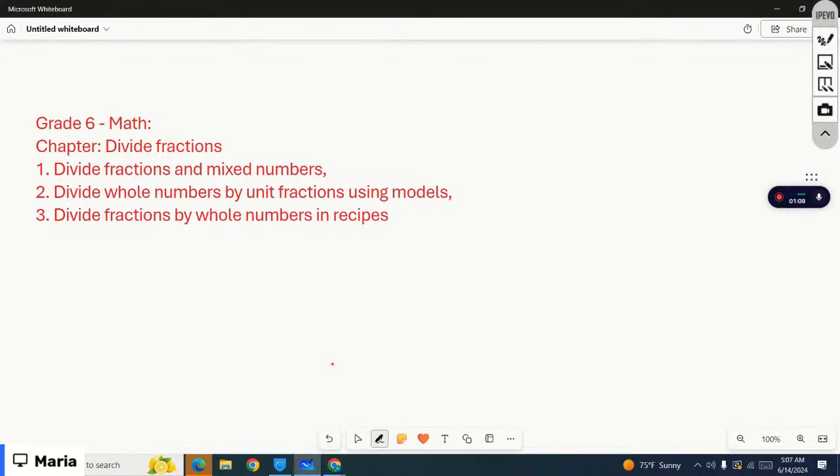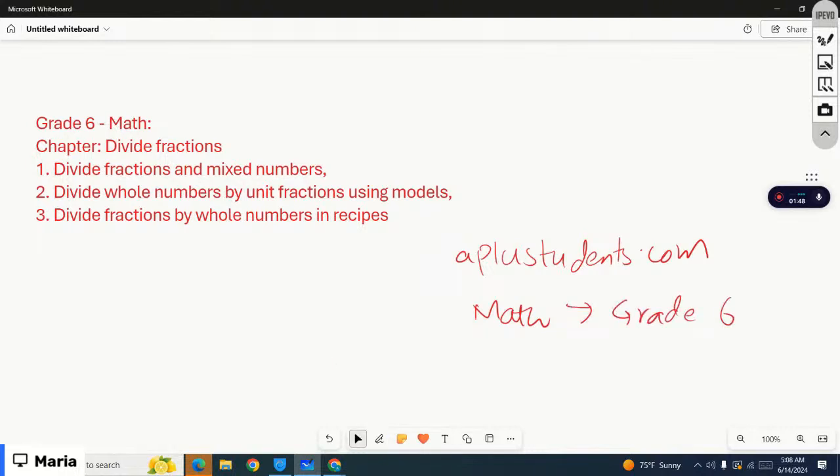You can find all the lessons on aplusstudents.com. You have to log in using your email address and password as provided by the administrator. There you can find a list of the chapters. Then you have to select math from the subject tab. Scroll down to grade 6 and then click on view all lessons. There you can find the list of the chapters.